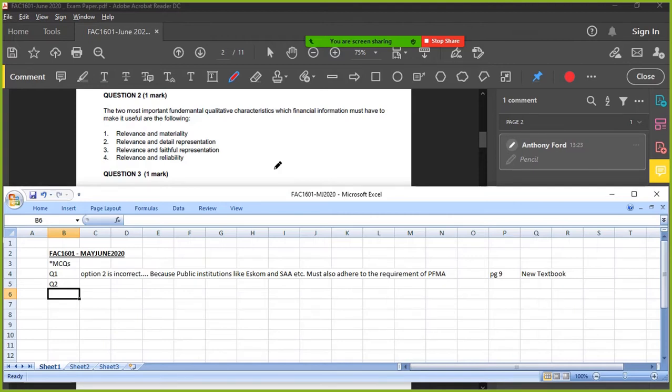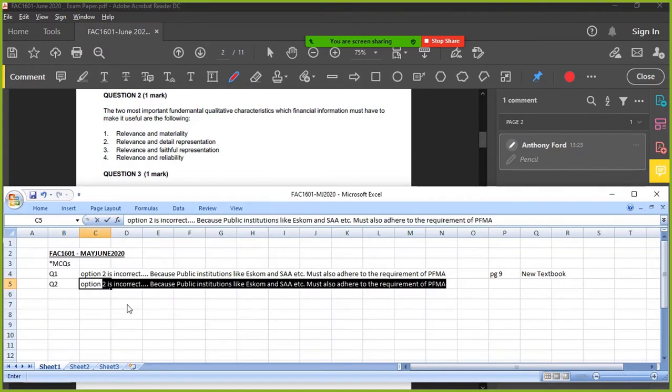Let's just double check. Here, qualitative characteristics. To make information useful, it must be relevant and faithfully representative. Represents what it purports in the financial statements. Yes, I agree. Okay, that's confirmed by the textbook as well. Okay, good. Okay, option 3.